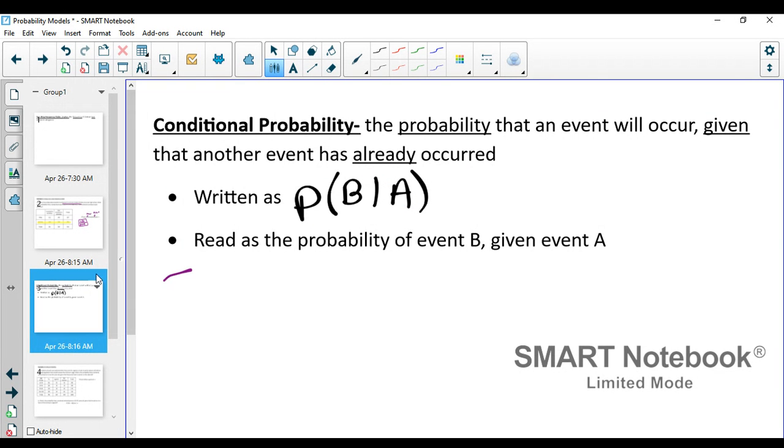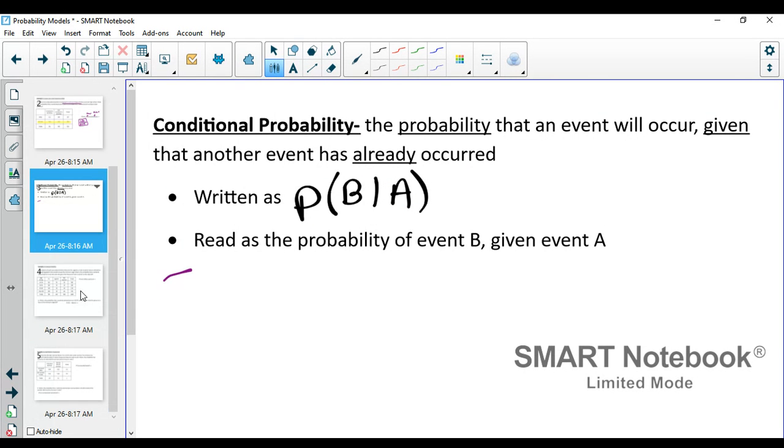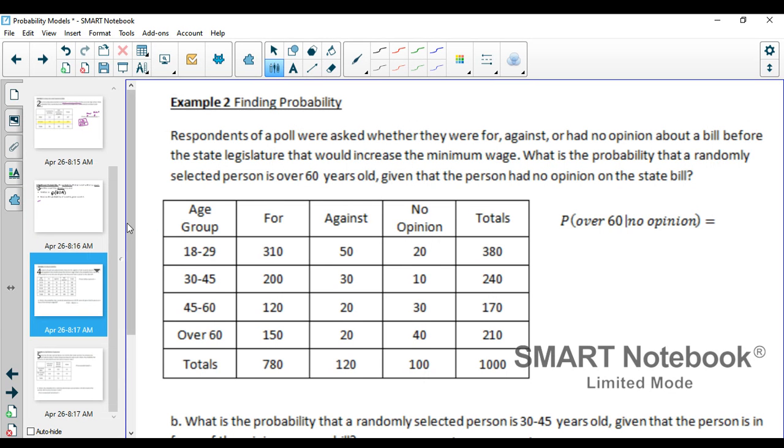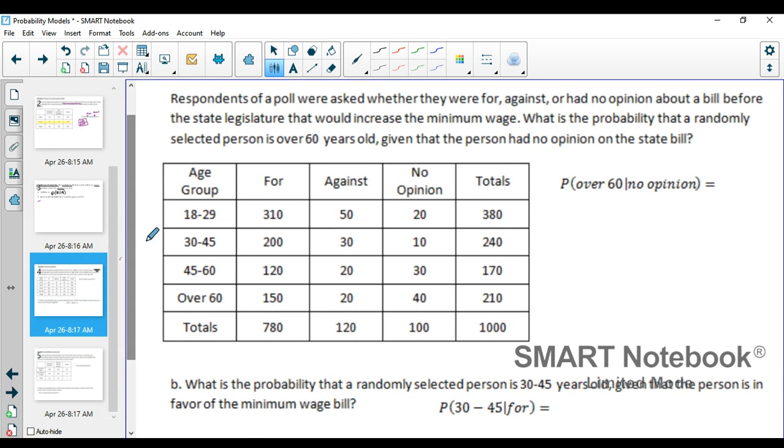A couple more examples here. Respondents of a poll were asked whether they were for, against, or had no opinion about a bill before the state legislature that would increase the minimum wage. What is the probability that a randomly selected person is over 60 years old, given that the person had no opinion on the state bill? So it's the probability that they're over 60, given they had no opinion.